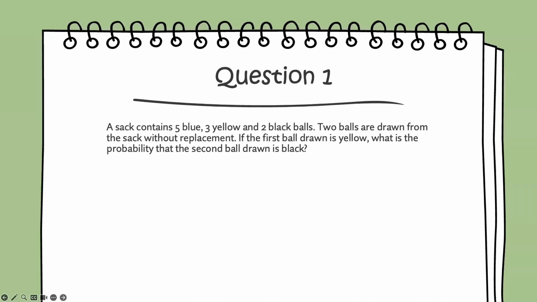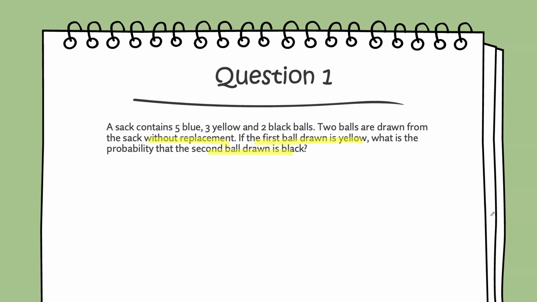So here we have our first conditional probability question, in which we have a sack that contains 5 blue, 3 yellow, and 2 black balls. 2 balls are drawn from the sack without replacement, and we know that the first ball drawn is yellow. What is the probability that the second ball drawn is black?